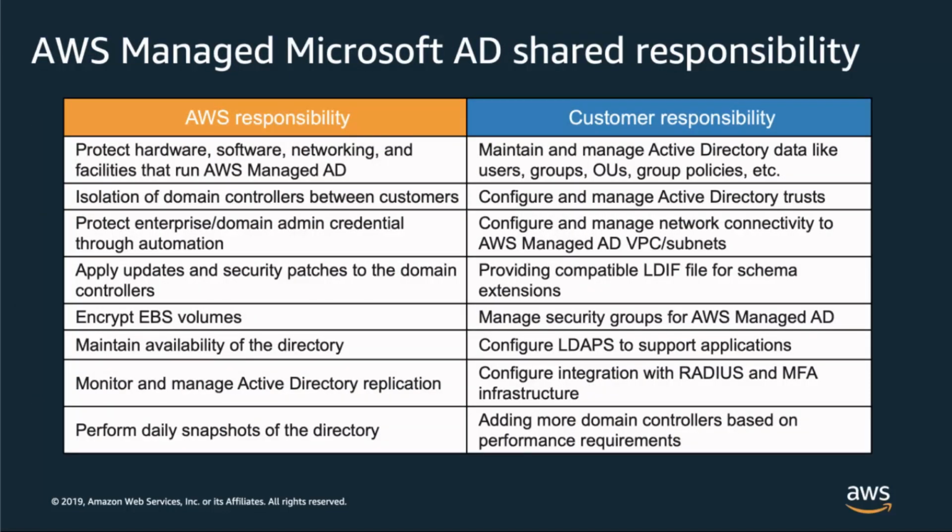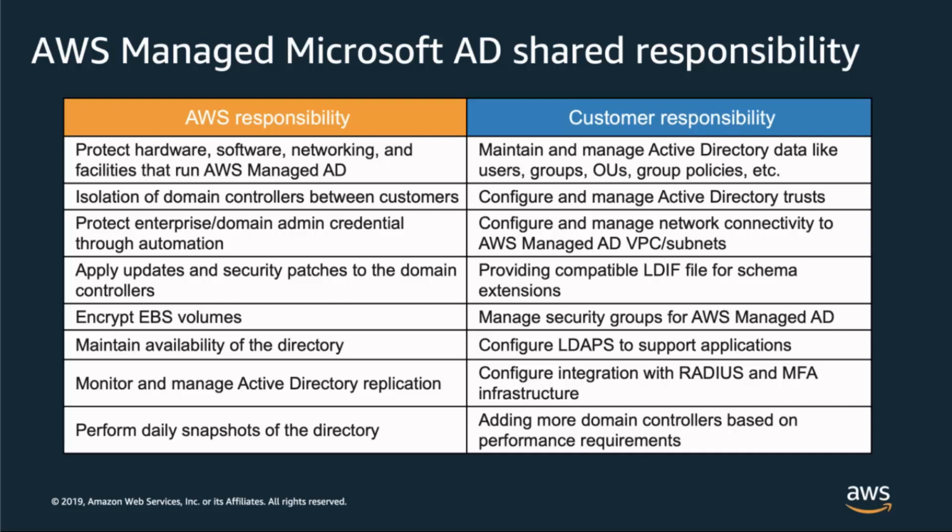Okay, so we want to talk about AWS Managed AD shared responsibility. Because AWS is managing the Active Directory infrastructure and you're managing data, there's a shared responsibility between who is responsible for what. If you look on your left, you will see that AWS is responsible for all the heavy lifting of the infrastructure and operating the Active Directory. For example, protecting the hardware and software that runs the AD, isolation of domain controllers between customers, protecting your domain admin credentials, encrypting EBS volumes, managing snapshots, and so on.